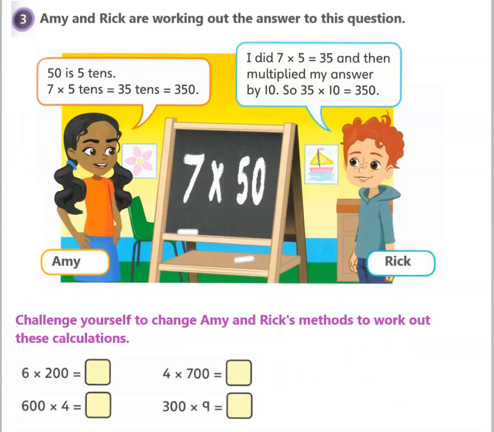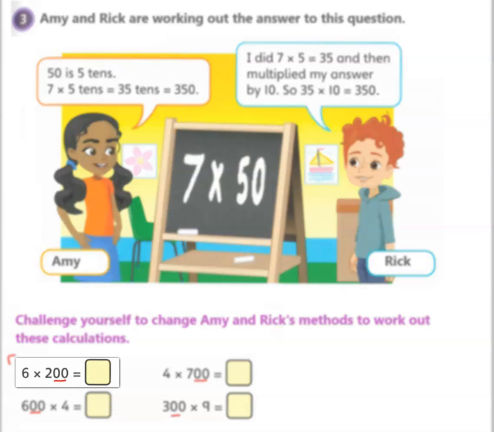Okay, here's your last challenge before you try your independent work to go along with today's learning objective. I want you to challenge yourself to change Amy and Rick's method to work out the calculations below. You can see that there's one clear difference. Instead of multiplying by multiples of 10, this time you're multiplying multiples of 100. How will this affect Amy's method or Rick's method? Try the first one, pause the video and come back and see how you got on.